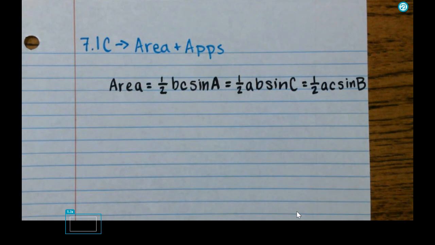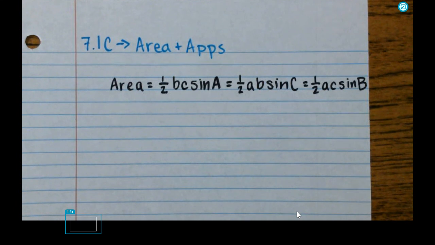So you use 2 sides and then sine of the third angle. That angle will always be what's called the included angle. So it'll essentially be a side angle side. The included angle is the angle in between the 2 sides that you're given. So we're going to do one example of this because it's literally just like a plug and play formula.